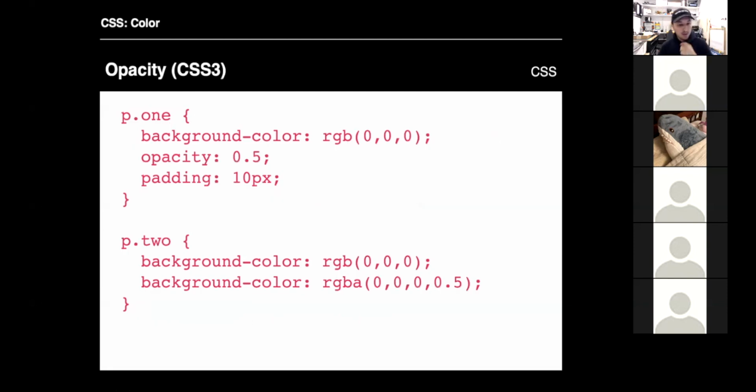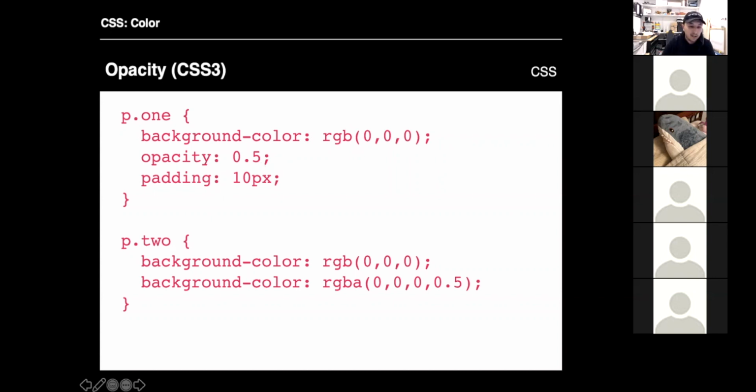There's also an option for opacity. So you can set an opacity for the entire box and all the elements inside. It's going to be a value between 0 and 1, so it's going to be a decimal value. So 0.5 is like 50% opaque.